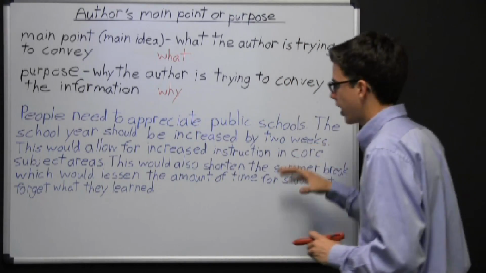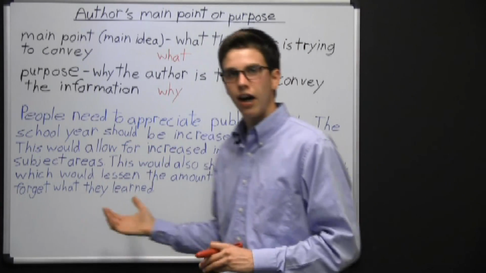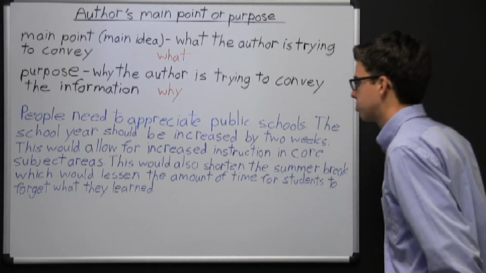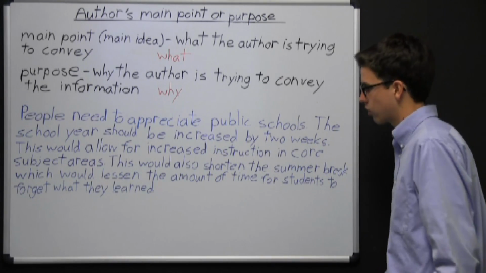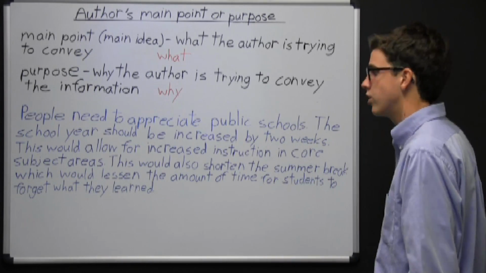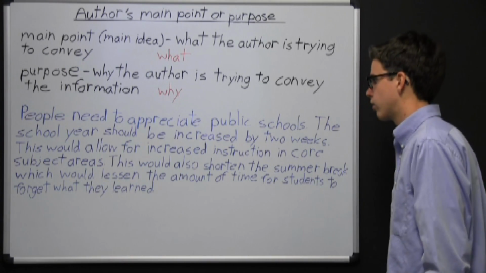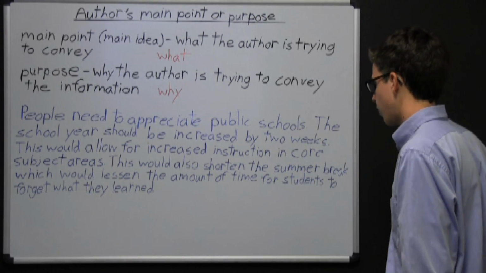So we have a passage right here, and we're not going to look for the purpose in this main passage. We're just going to look at the author's main point. So this says, people need to appreciate public schools. The school year should be increased by 2 weeks. This would allow for increased instruction in core subject areas. This would also shorten the summer break, which would lessen the amount of time for students to forget what they learned.